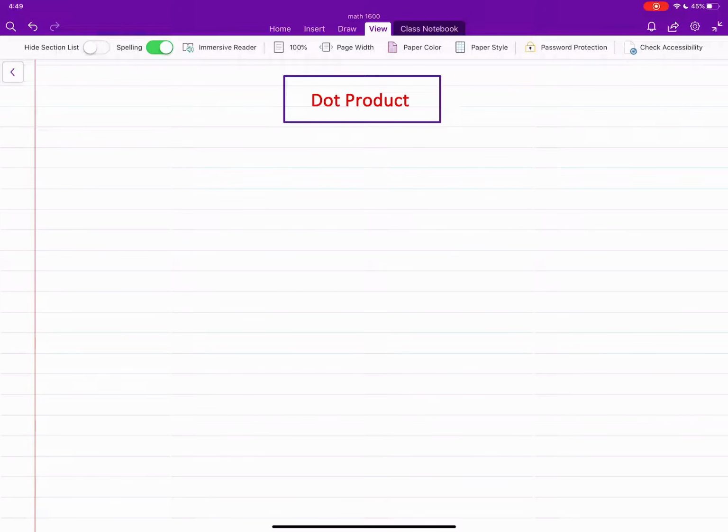Hi, in this video we will learn about an operation between vectors called dot product. If you give me two vectors with the same number of components, we can find the dot product of these two, which is a number. Then we will do some examples and study the properties of dot product. Let me start right away with the definition.